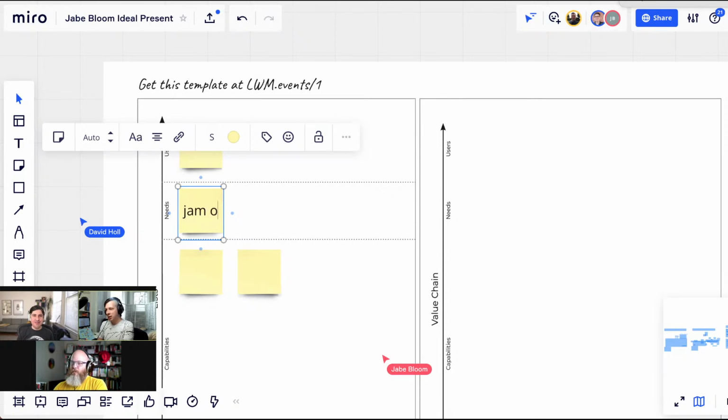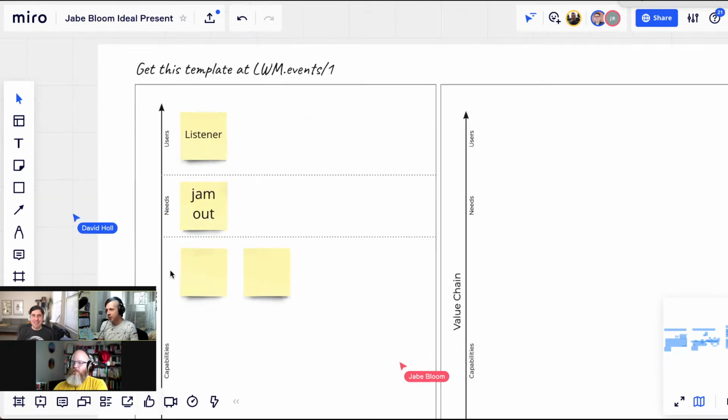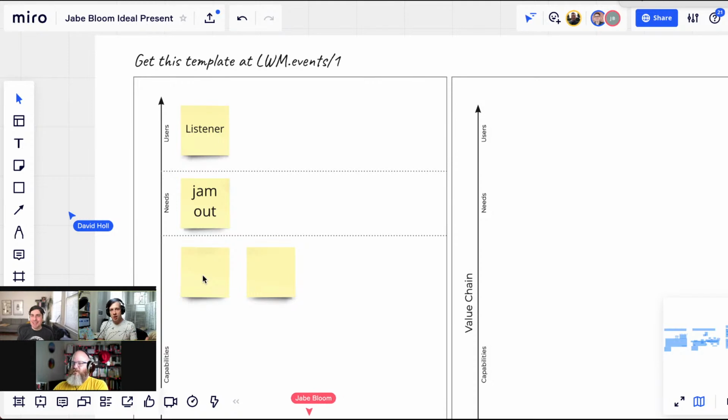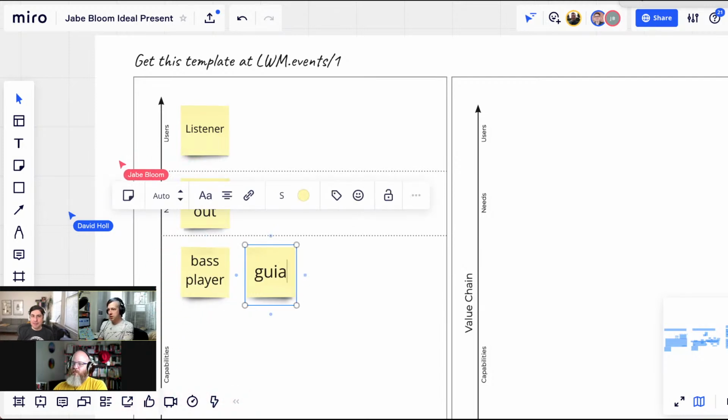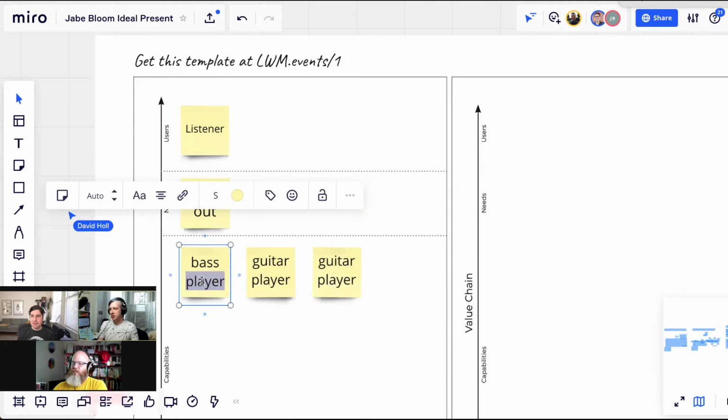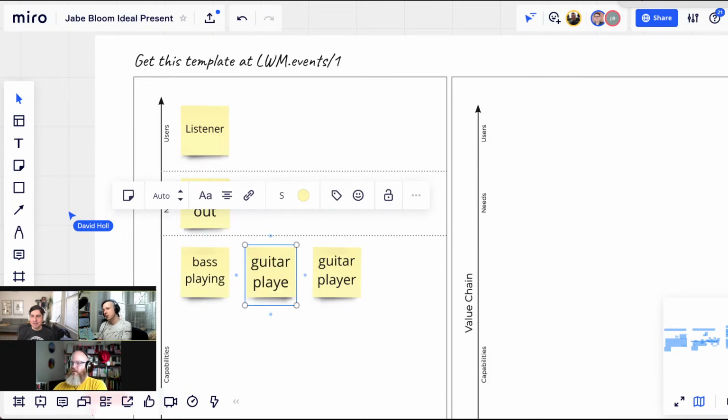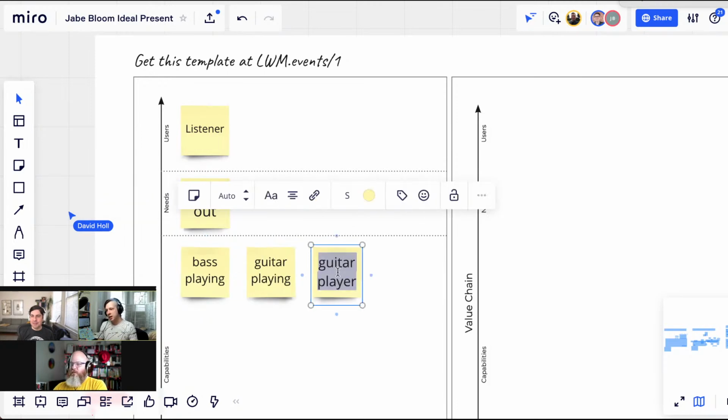What do you do with music? They need to jam out. Let's just call it like it is, jamming out. And the way that they jam out is they listen to a band, right? And the band is made up of some parts within it. So you've got a bass player, a guitar player, and a drum player. Or rather bass playing is the activity, so we're not talking about people, we're talking about activities. Bass playing, guitar playing, drum playing, and let's say that's our band.